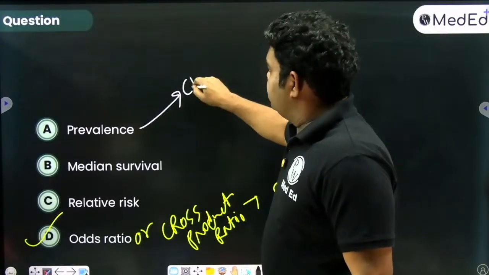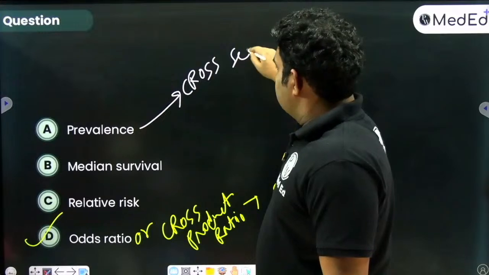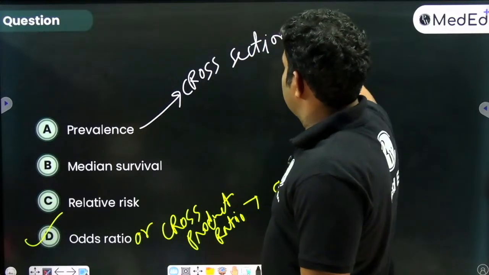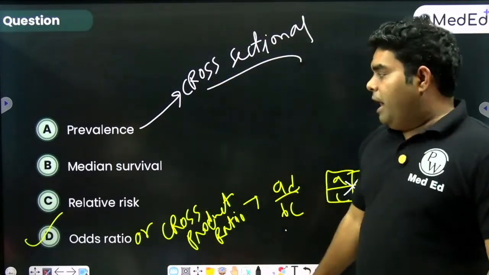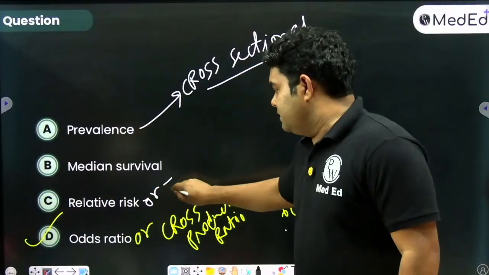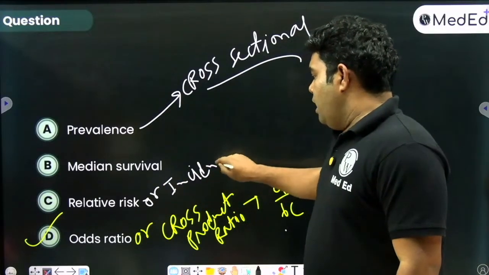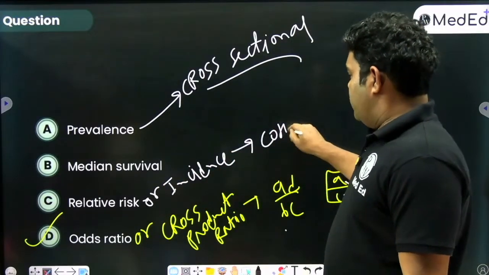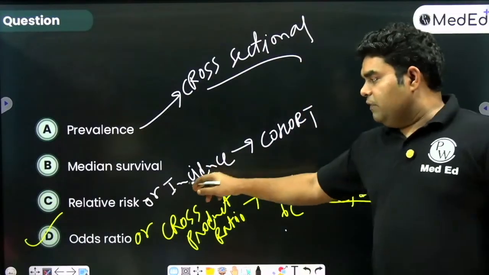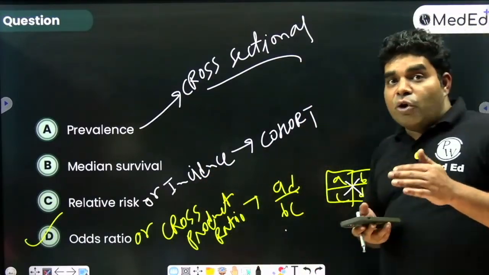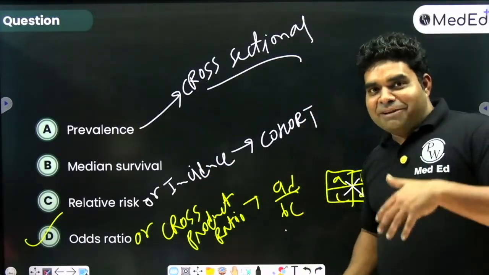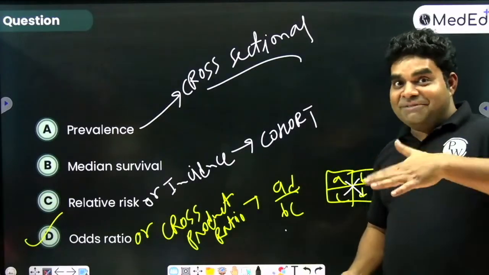Prevalence we get in cross sectional study. So the other name of cross sectional study is prevalence study. And relative risk or incidence or AR/PAR, this we get in cohort study. So cohort study gives us new cases, like when will you have your new boyfriend or new girlfriend? In future or in past? Of course in future, na?